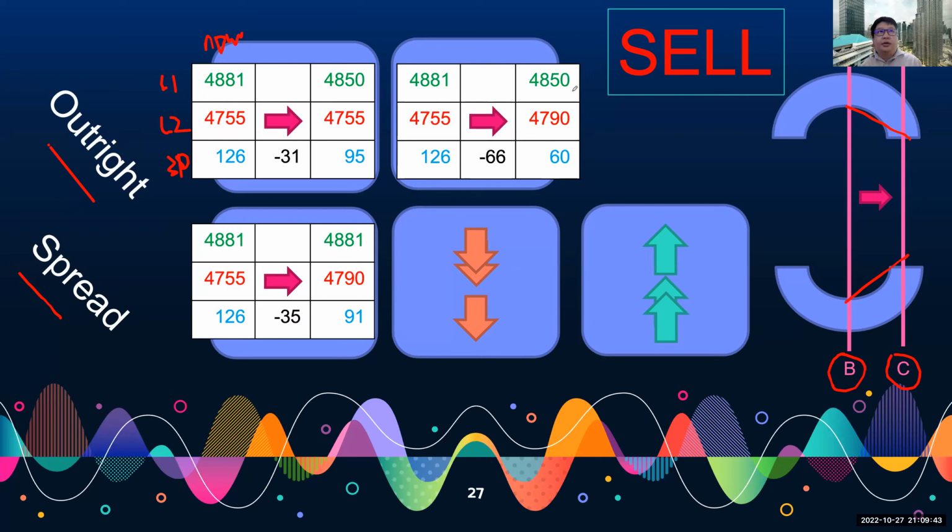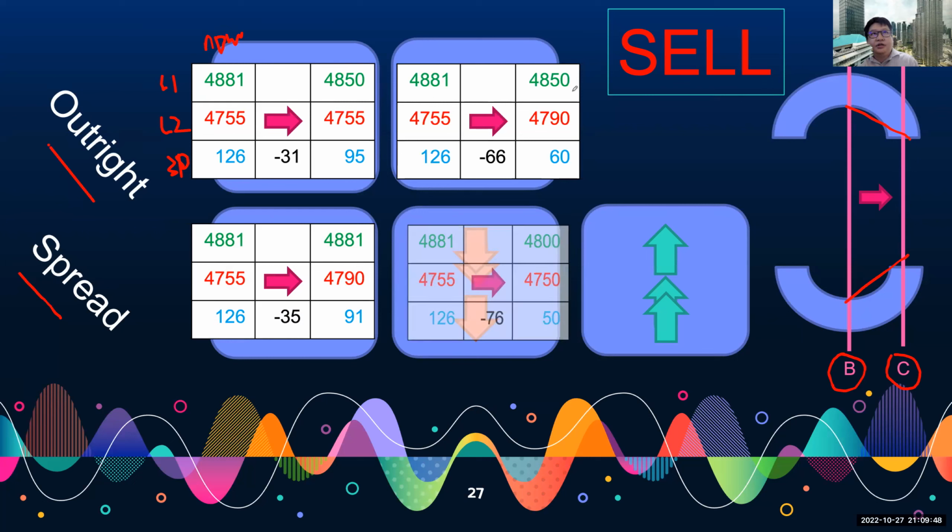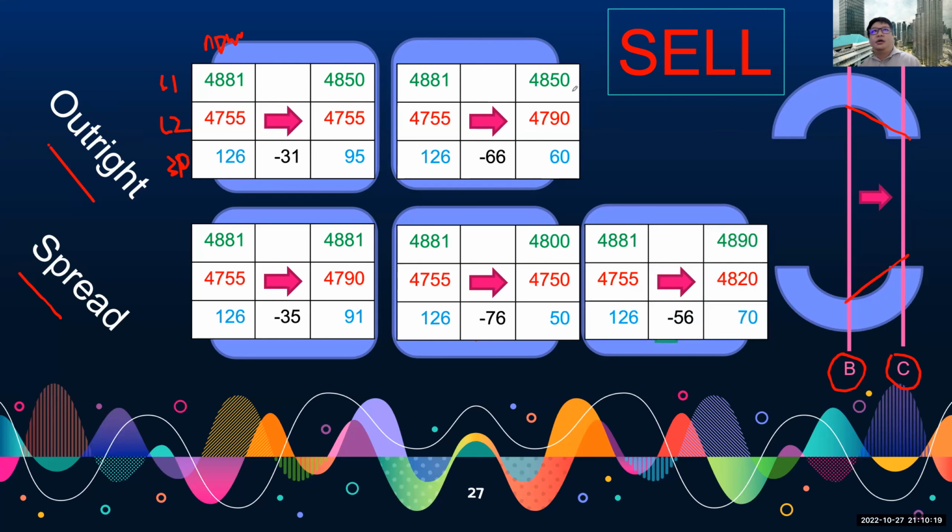Then the next one is the first leg drops more than the second leg. So you see here from 4881 drop until 4800, drop 81 points. And then the second leg is 4755, drops to 4750, only drops 5 points. You also get the spread narrowing. Narrow from 126 to 50, drop 76 points.